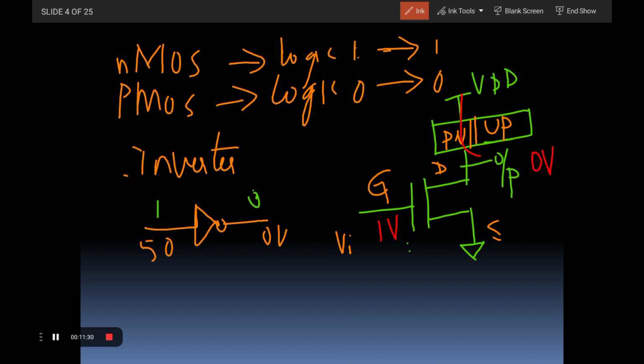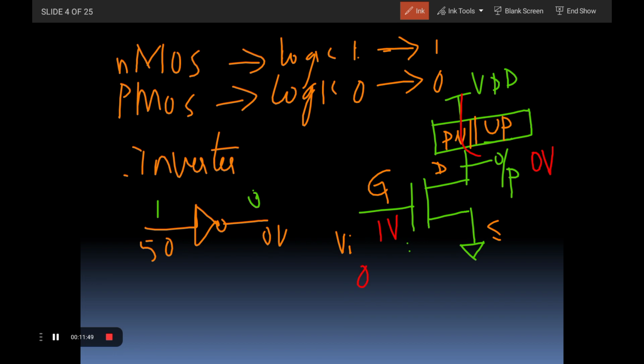That means the nMOS transistor acts as an inverter. Whenever you apply an input voltage, let's say 1 volt, sorry, it may be in terms of 5 volts. So suppose the input is logic 1, at that time it produces 0 volts. That is the inverter operation.